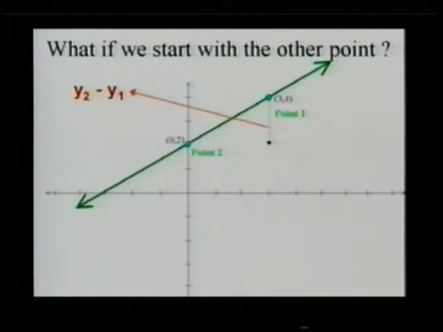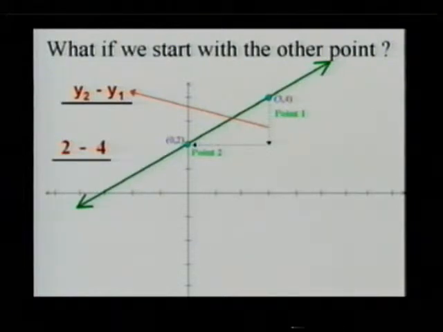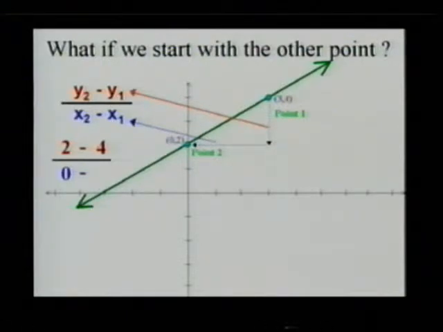The y part of the second point minus the y part of the first point should work. The y part of the second point is 2 in this case, because we switched points, and the y part of the first point is 4. We're putting them in just like the formula says. And the run will be calculated by the difference in the x values of the points: the x part of the second point minus the x part of the first point. The x part of the second point is 0, and the x part of the first point is 3.